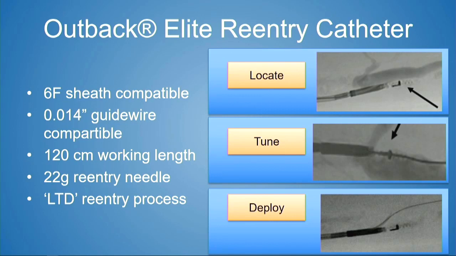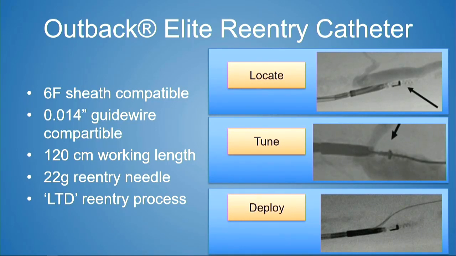So that process allows the operator to bring the catheter down beyond the occlusion into the area of true lumen. You rotate the catheter to form an L, then rotate the table or rotate the camera 90 degrees to tune it over the artery, and then deploy the needle.